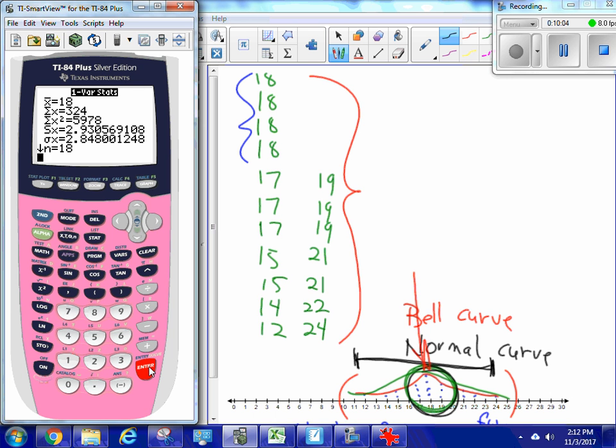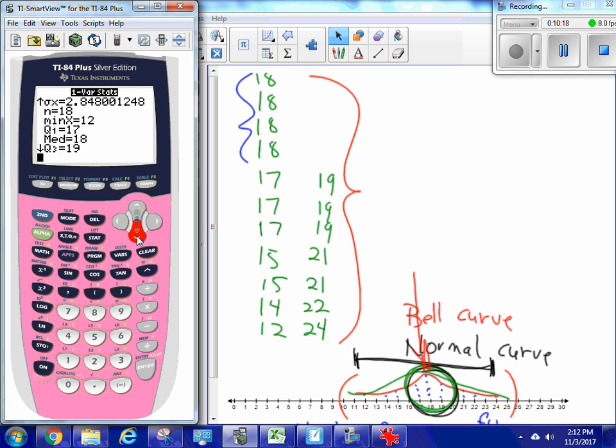It tells me this X bar right here means that that is my mean. That is the average where I added up all the data items and then divided by the number of data items. But it also gives me another way of finding the middle, which is this thing here called the median, which in our particular case is also 18. So our median and our mean are both the same.